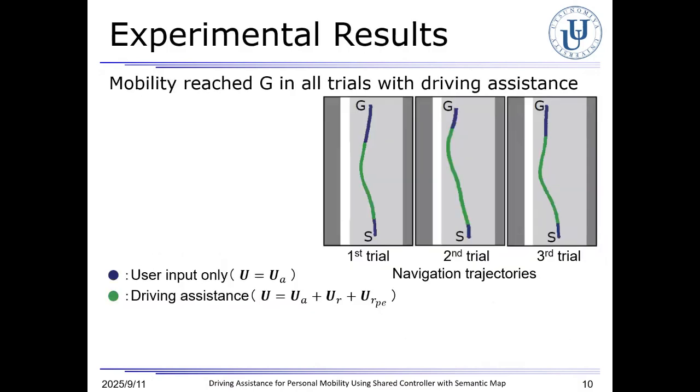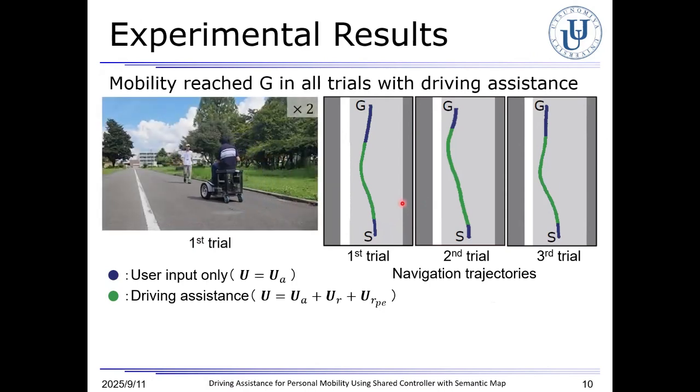Here, let us explain the experimental results. The mobility reaches the goal in all trials with driving assistance, without collision or deviation. This figure shows the navigation trajectory. Blue segments indicate areas where the user input affects the motion, while green segments indicate areas influenced by repulsive potential and driving assistance.